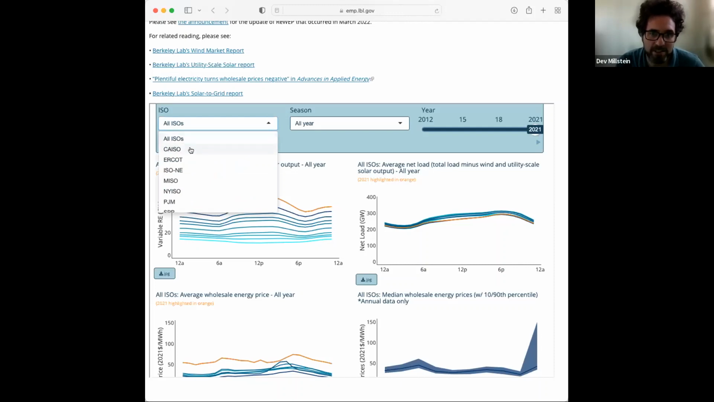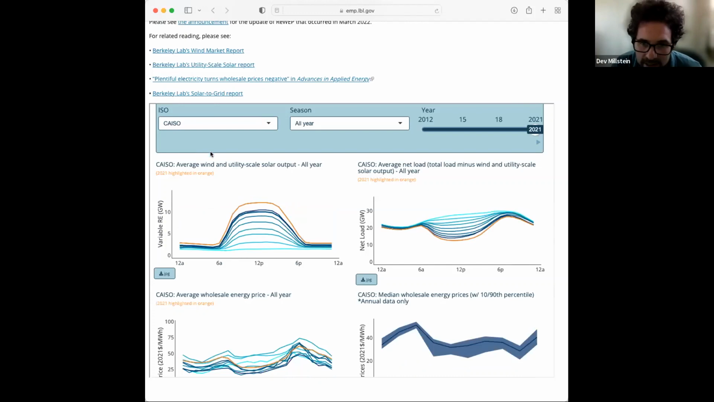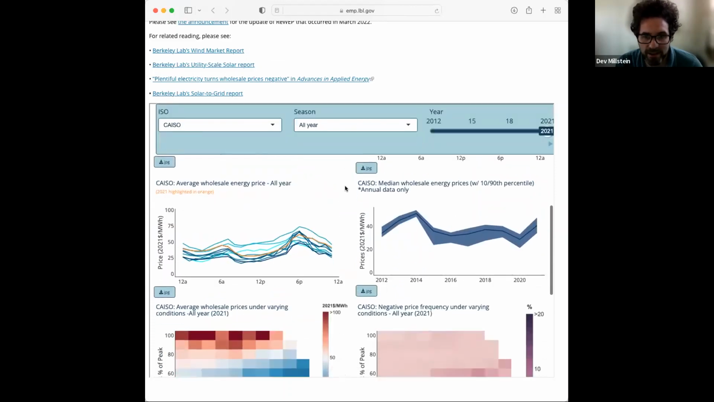And we could look, for example, at solar heavy California, and here we see how dominant solar power is in California in terms of total renewable energy. And you can see as you go from older, which are the lighter shades, to darker to 2021, which is the selected year here, that there's been large growth in the renewable energy, and that's affected net load, which you can look at here. You can also look at how that's affected prices.